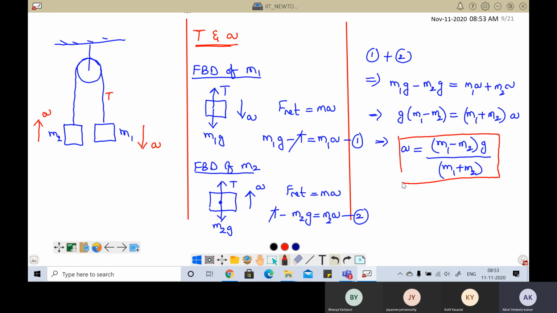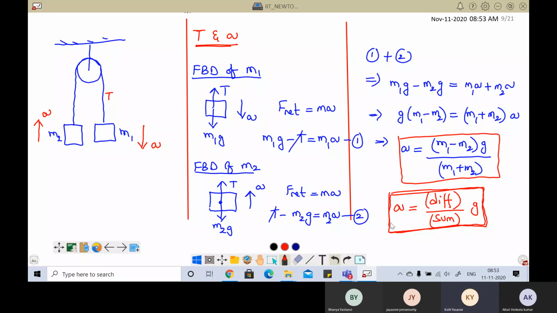To remember this expression, I'll tell you: acceleration A equals the difference in masses divided by the sum of masses, into G. What is the expression? Tell me, repeat. So, difference of masses by sum of the masses into gravitational acceleration. Correct. In the previous problem, what were the masses? 5 kgs and 2 kgs. So what is the difference?